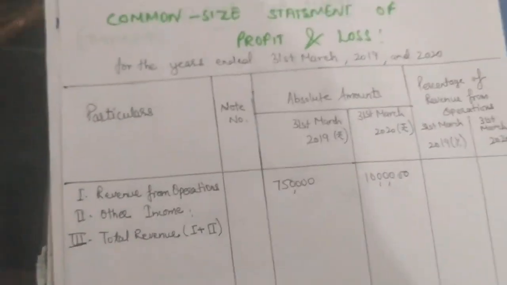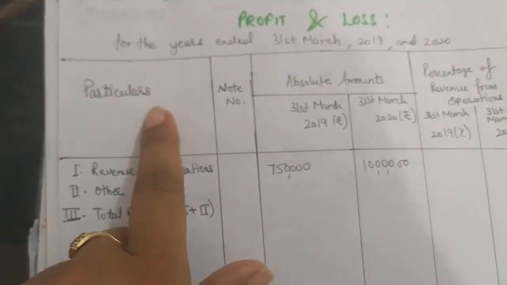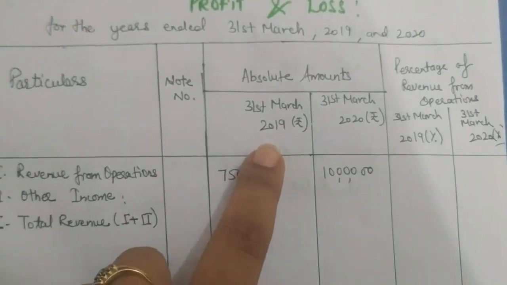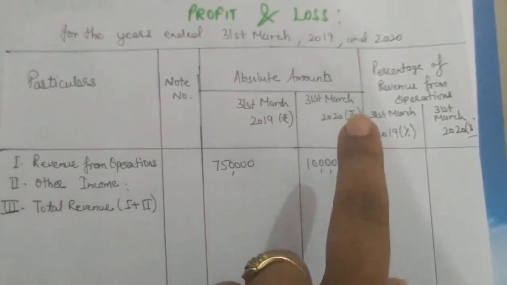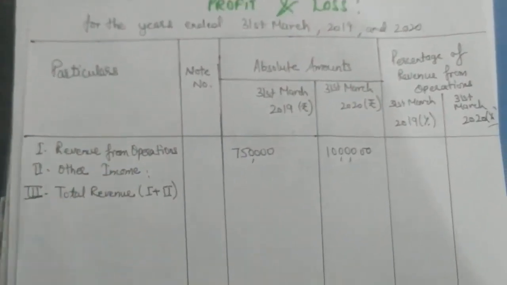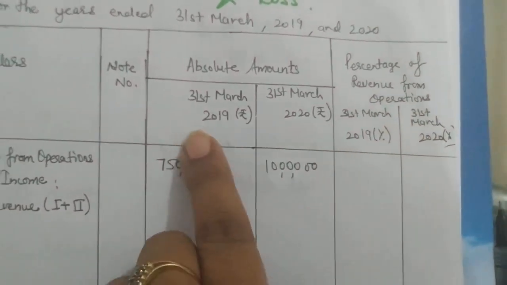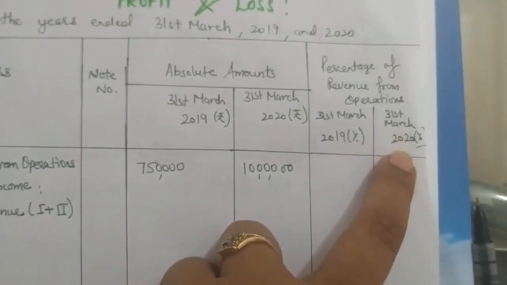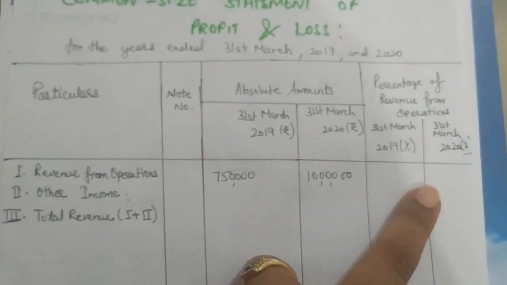This is the format, which I have prepared. First is the particulars, then the note number. Then in the absolute amounts, I have to write the previous year first, then the current year: 31st March 2019 in rupees, and 31st March 2020 in rupees. These are the absolute amounts given in the question. And then the next column is the percentage of revenue from operations, in the same way: 31st March 2019 in percentage and 31st March 2020 in percentage. Here in the common size statement we calculate the percentages.